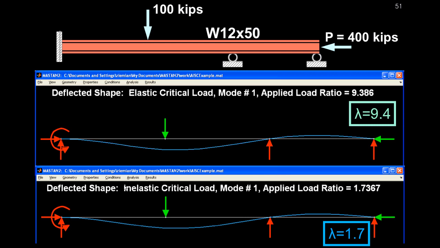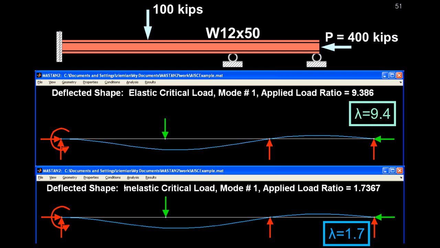I think the biggest use I see for these types of programs is just people want to see what the buckled shape looks like. And from the buckled shape, they can start thinking about increasing its stiffness, and where to increase its stiffness, where you might provide the best place to provide bracing and the like.